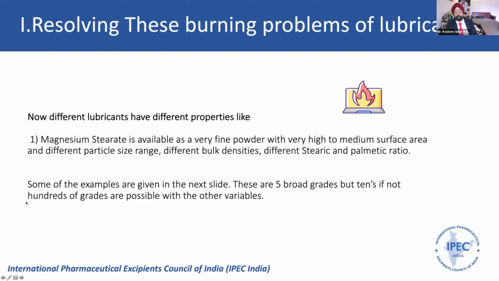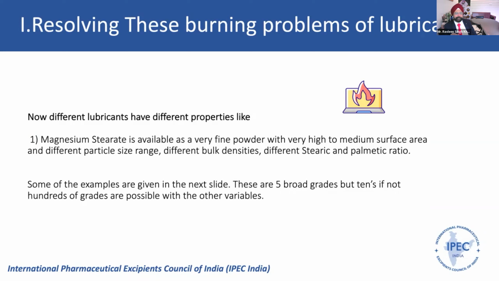Now different lubricants have different properties. As we have seen, there are different lubricants and they have different properties. What are those properties? Magnesium stearate is available as a very fine powder with very high to medium surface area, different particle size ranges, different bulk densities, and different stearic and palmitic ratios. So even as we classify the formulation into different groups, we have to classify the lubricants also into different groups based on their physical characteristics.